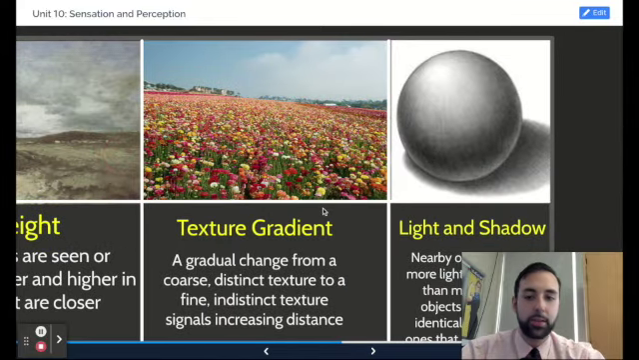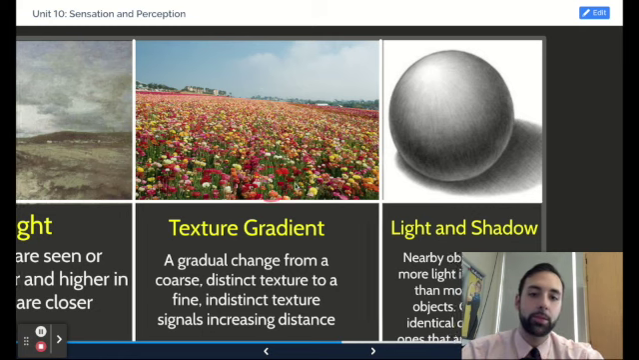Texture gradient, very simply put: the bottom, particularly of this visual here, is much more crisp and clear. The further you get back, the more blurry it gets. That is another great indicator of whether or not an object is close or far away in terms of distance. Objects that are closer are obviously going to have higher sharpness and higher acuity, as opposed to objects that are in the distance. In this case, it pertains to the details of the flowers.